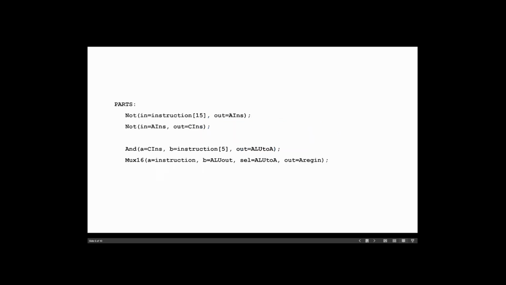Now here we have three different gates: NOT gate and MUX16. These gates allow the CPU to function and perform specific operations.